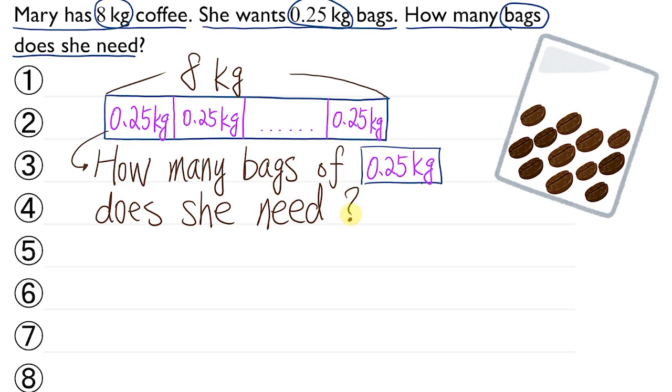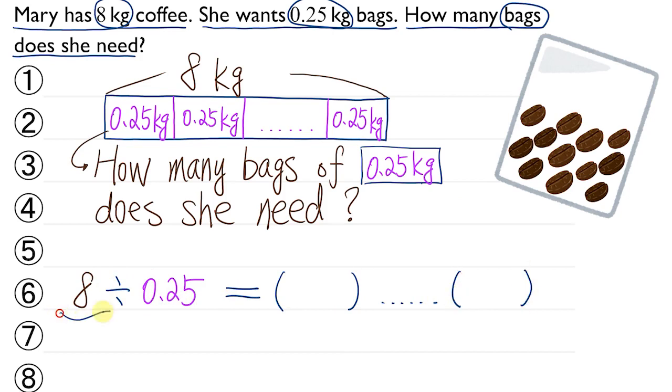So let's write down its mathematical form. How can we write this question as a mathematical expression? We do 8 divided by 0.25 is equal to some quotient with some remainder. Now, before we carry on, let's do a quick review of some keywords related to this division. The first number we see here, that's the total length of the long bar, is called the dividend of this division.